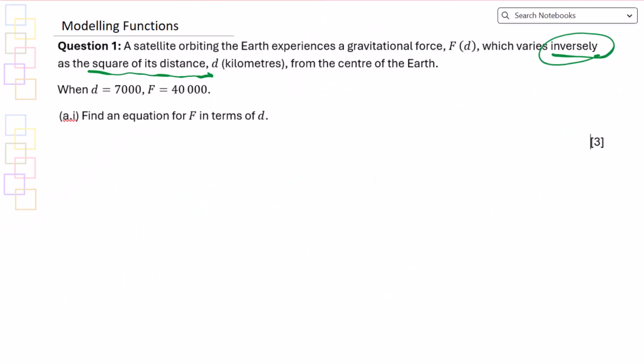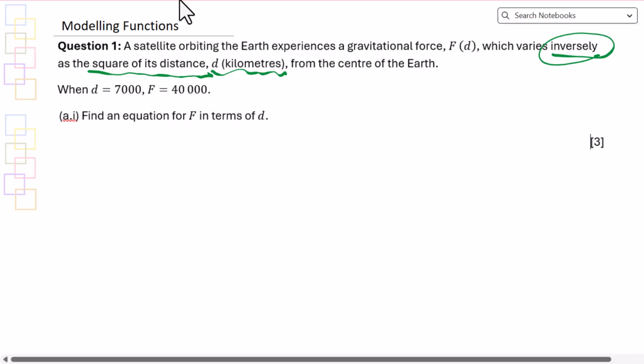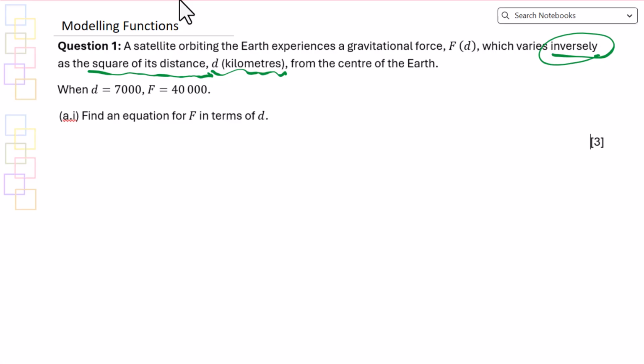Question 1. A satellite orbiting the Earth experiences a gravitational force F of d, which varies inversely as the square of its distance d kilometers from the center of the Earth. When d equals 7,000, F equals 40,000. Find an equation for F in terms of d.